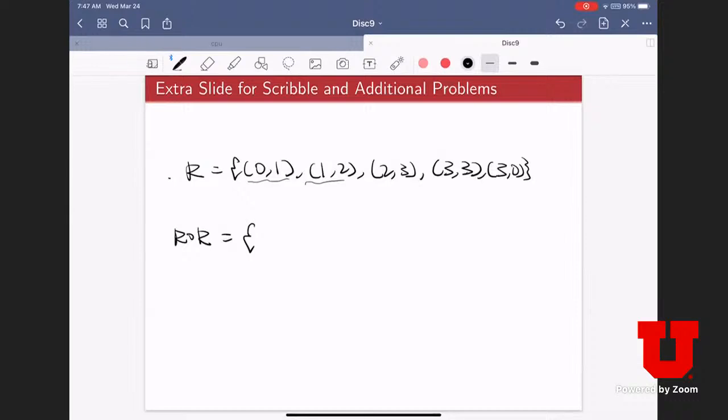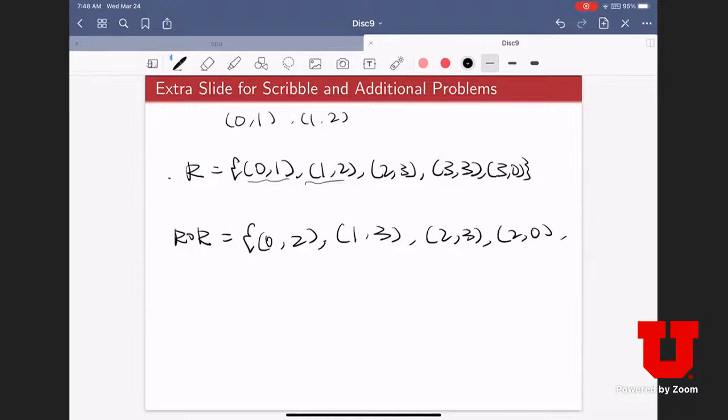Rfr, if we just take the set 0, 1, and then 0 goes to 1, and then in this case 1 should go to 2, so that means 0, 2 is in Rfr. And then similar for 1 and 3. And 2 and 3, and 2 and 0.